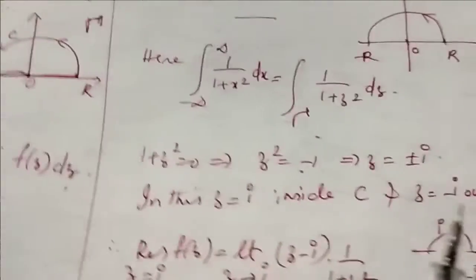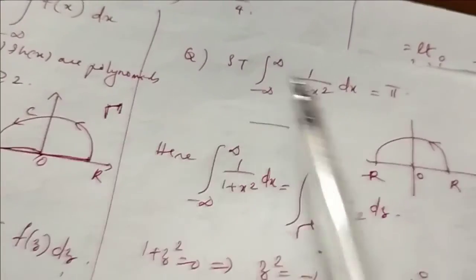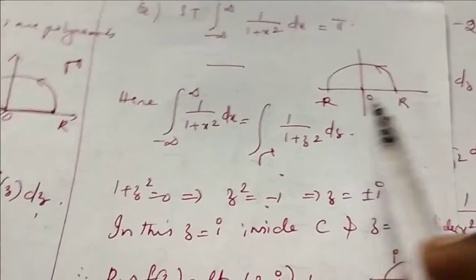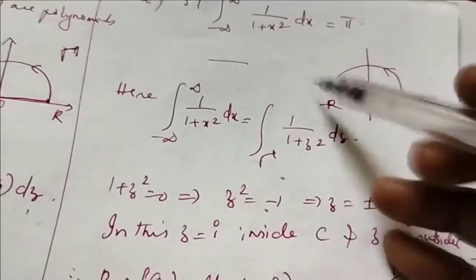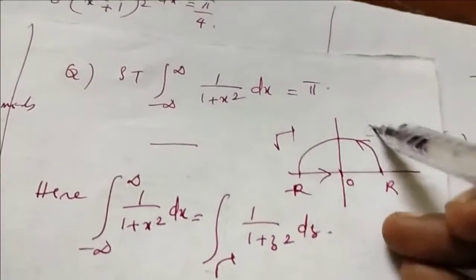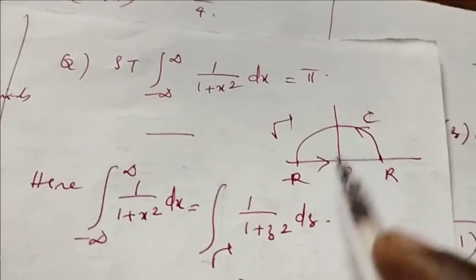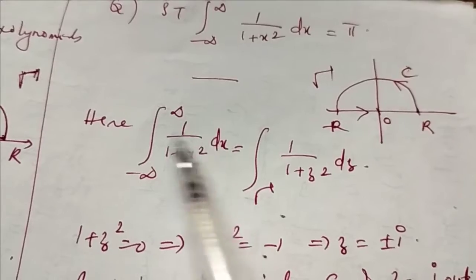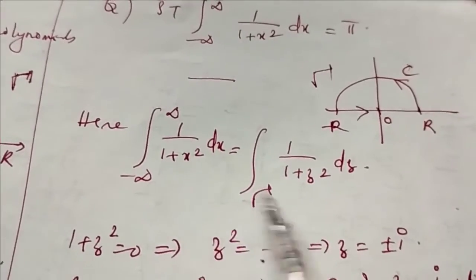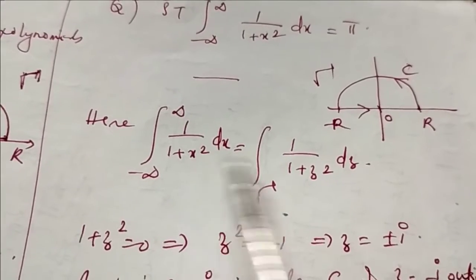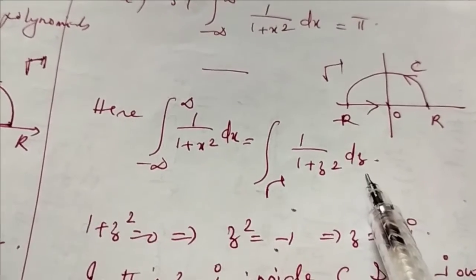So applying this, prove that integral from minus infinity to infinity of 1 by 1 plus x square dx is pi. So same curve gamma, first along the real line from minus r to r, then along the upper semicircle mod z is equal to r. So here the integral is the integral over gamma. Using the result, simply convert the variable x to z, so 1 by 1 plus z square dz.